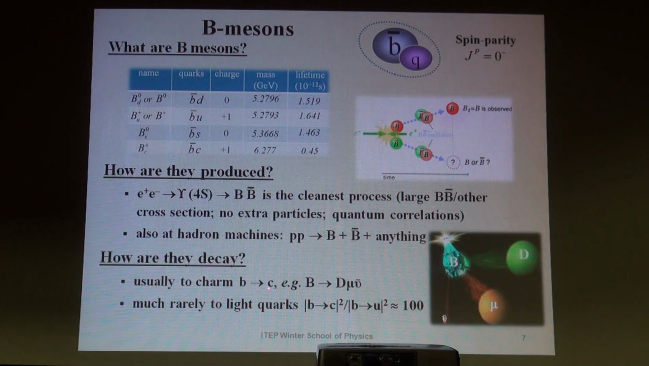How do they decay? Usually we decay to charm because Vcb is quite large. So for example, it can decay to B, D, mu and neutrino. So we have almost always D mesons in the final states. Only a few percent of final states don't have these charm particles. Much more rarely we have decay to light quarks because Vub to Vcb is approximately 1 to 10, so for the rate we should square this. Okay, this is just general information about B mesons.